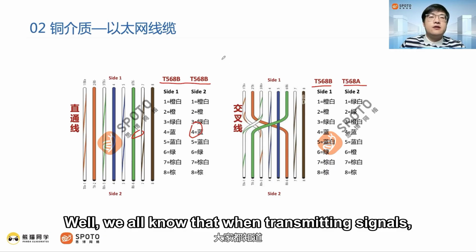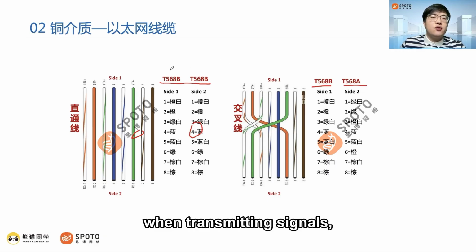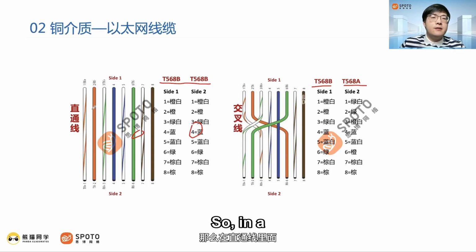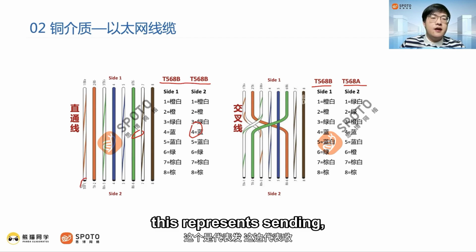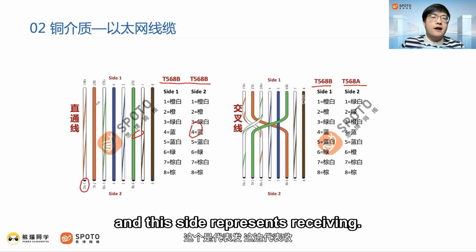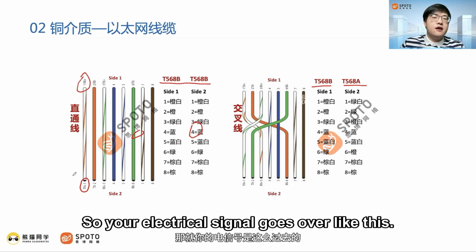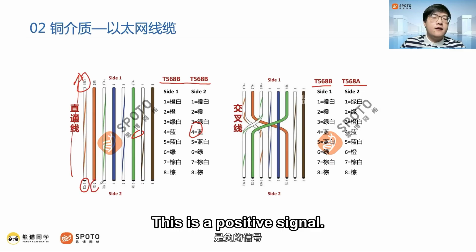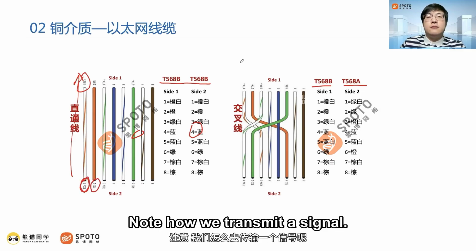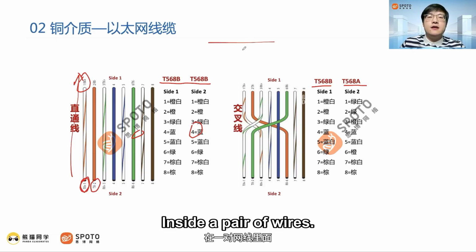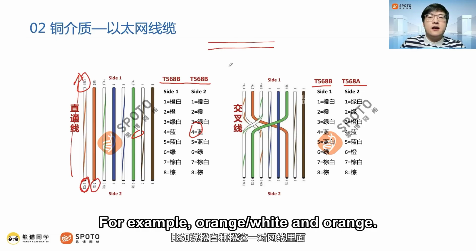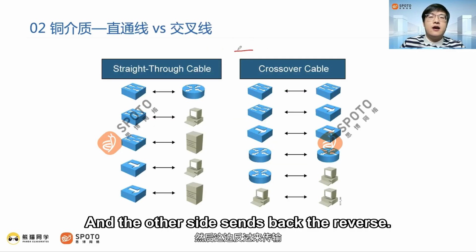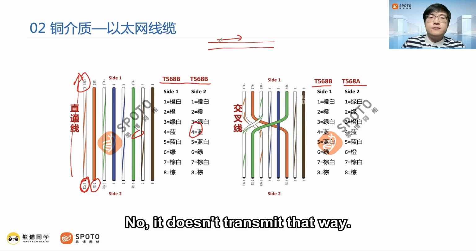Well, we all know that when transmitting signals, there is a distinction between sending and receiving. So, in a straight-through cable, this side represents sending, and this side represents receiving. So your electrical signal goes over like this. This one is the negative signal, and this is a positive signal. Note how we transmit a signal inside a pair of wires. It's not that one side sends a signal and the other side sends back. It doesn't transmit that way.